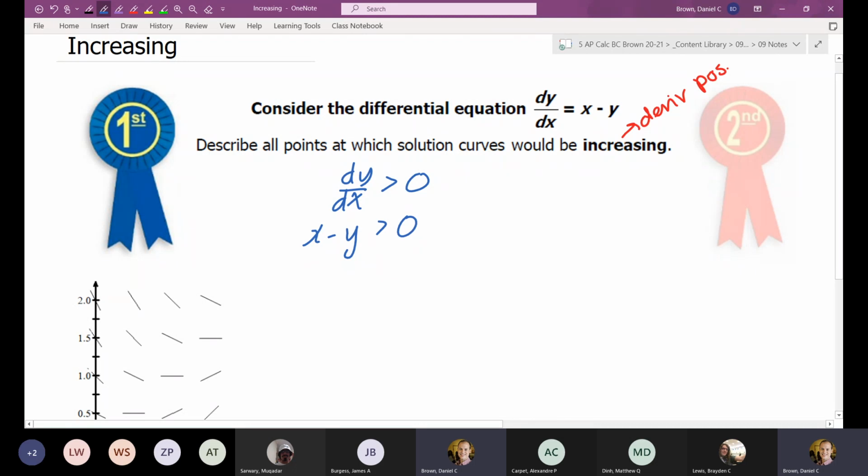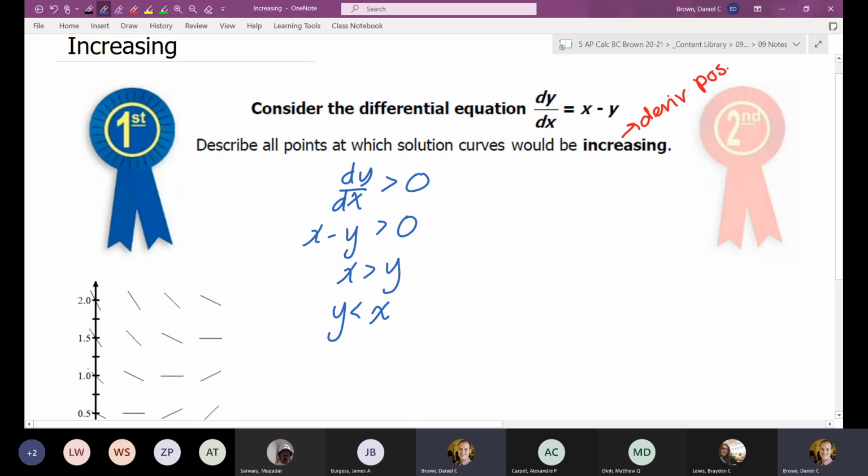That's not really a good description. That doesn't really give you any idea what that looks like on the graph. Normally, for a problem like this, you're going to want to solve it for y to get it in the form of a line or something. So adding y to the other side gives you x is greater than y. Flipping that around, that's the same thing as saying y is less than x.